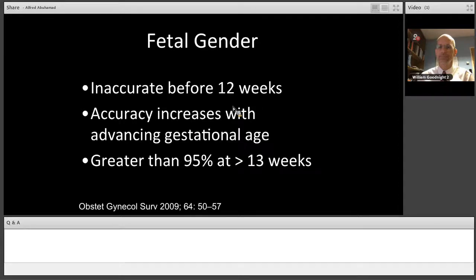How about fetal gender? It's inaccurate before 12 weeks. The accuracy increases with advancing gestation. You should be able to determine gender almost always at 13 to 14 weeks.